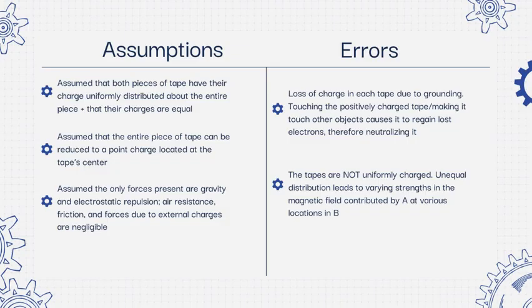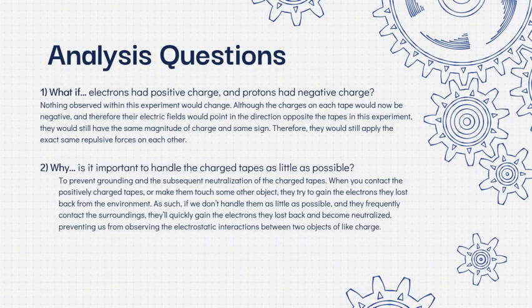This leads to some errors, the first one being loss in charge in each tape due to grounding. Touching the tape with the surroundings or handling it without care will make it regain its lost electrons, therefore neutralizing it, or decreasing its overall charge. The tapes are also not uniformly charged. An unequal distribution in this leads to varying strengths in the electric field contributed by A at various locations in B.